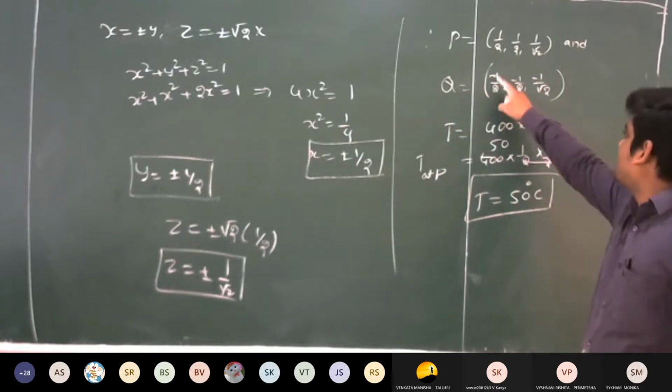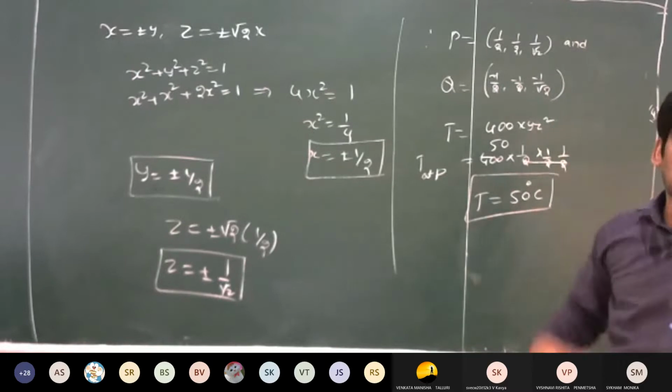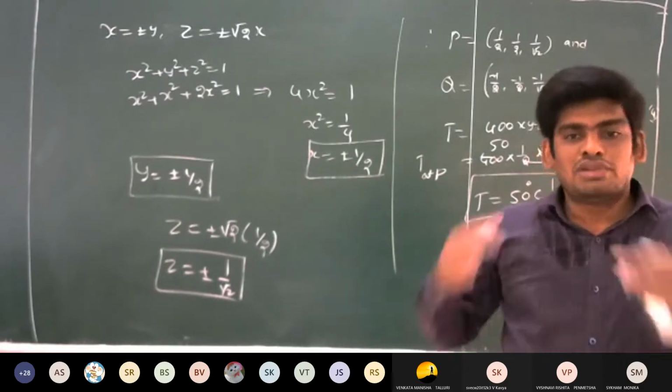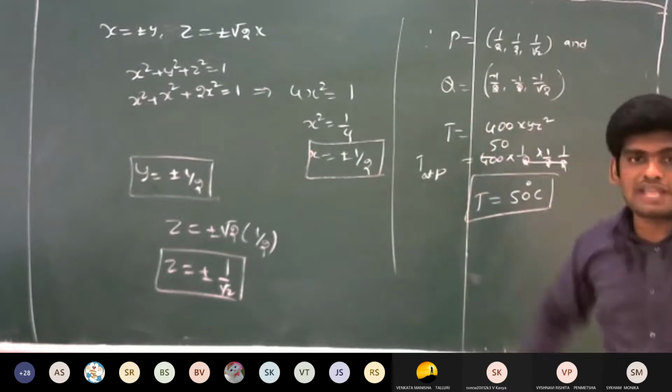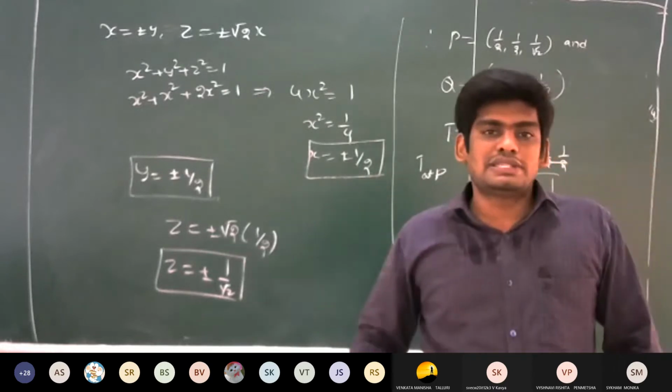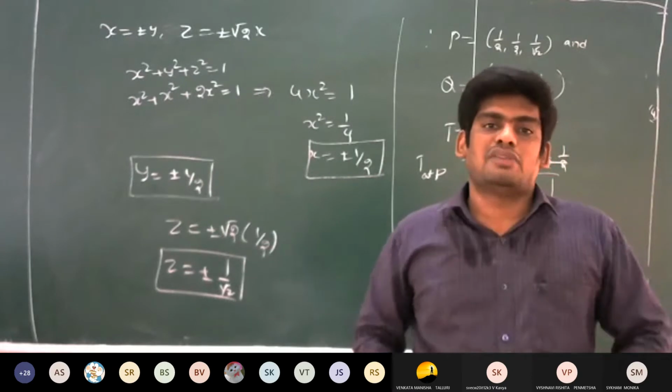And also you can calculate the same value at Q. So minus 1 by 2 into minus 1 by 2 is 1 by 4. z is minus 1 by root 2 whole square is 1 by 2. So you will get the same answer. Suppose if you get the temperature at Q is 60 degrees, then 60 degrees is the required temperature value.